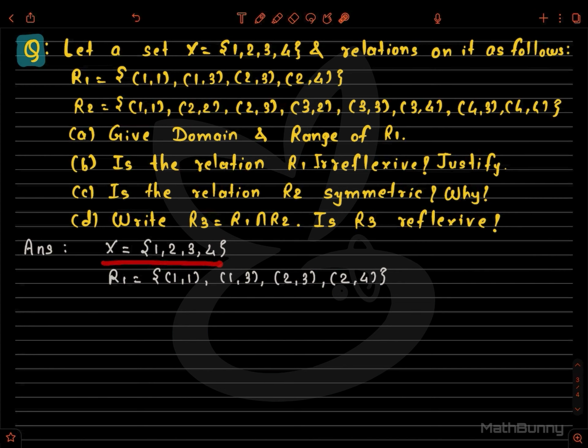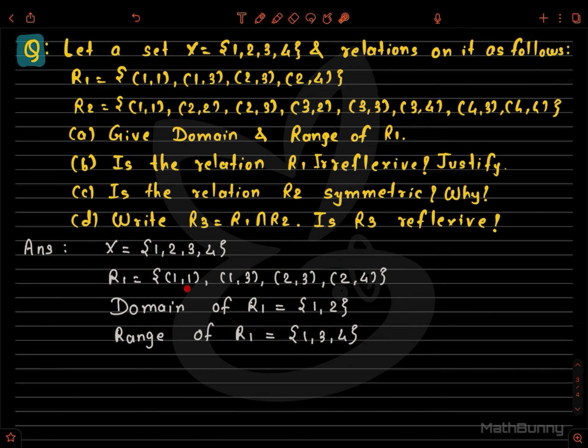Here I have written the set X equals {1, 2, 3, 4} and R1 equals {(1, 1), (1, 3), (2, 3), (2, 4)}. We already know that the first elements of the relation represent the domain of that relation, which means all the first elements represent the domain of R1. So the domain of R1 would be {1, 2}. Similarly, the range of R1 would be {1, 3, 4} because all the second elements of the ordered pairs represent the range of that relation. Here the second elements are 1, 3 and 4. So they are the range of R1.